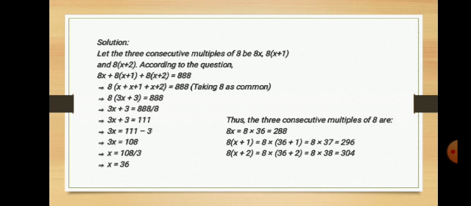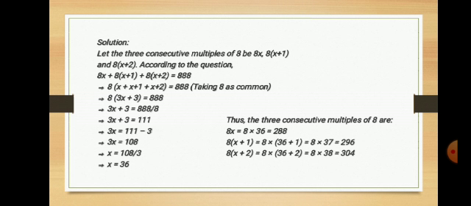8 is multiplying on the left hand side. When it goes to the right hand side, it will be transposed, and it will divide. So after that, we will find the value. We will solve this equation. We will find the value of the variable, that is x. When we get the value of x, then we will find the three consecutive multiples of 8.